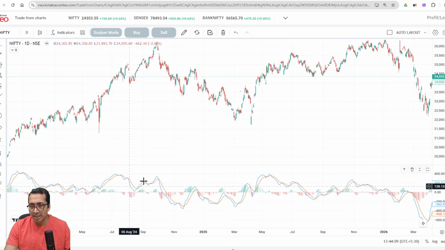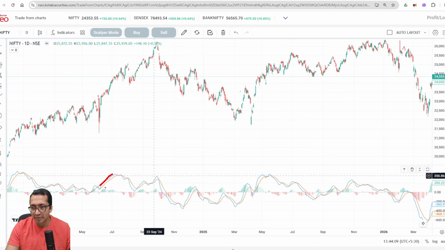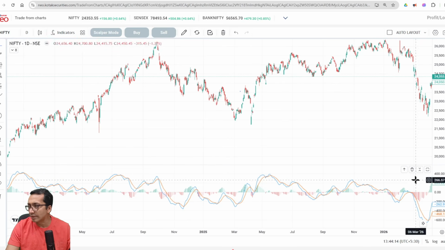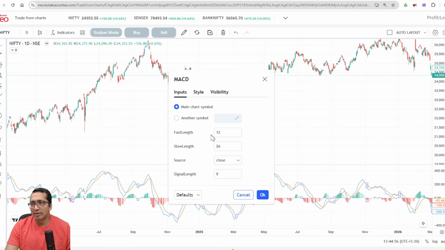So here is the MACD. There are a couple of lines there. If you look at MACD, what does it tell you? First, let's look at what MACD is made of. MACD has two lines, one is the fast line and the other is the slower line. Generally, we use the fast line for the 12-day moving average, and the slower line will have a 26-day moving average.